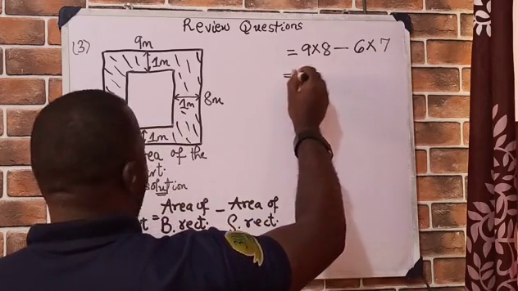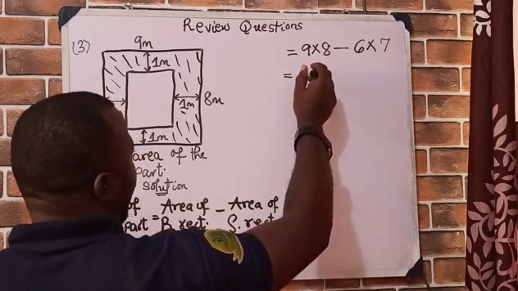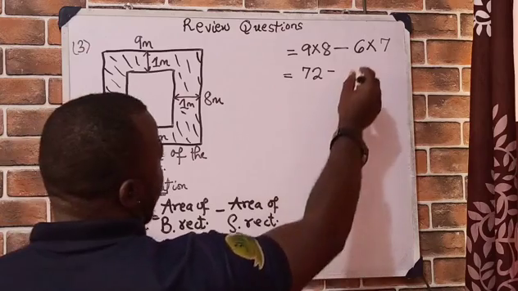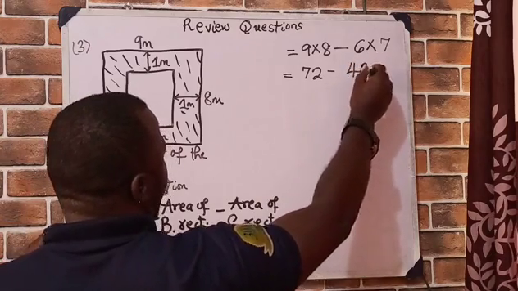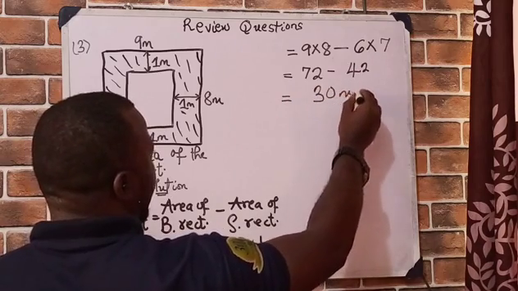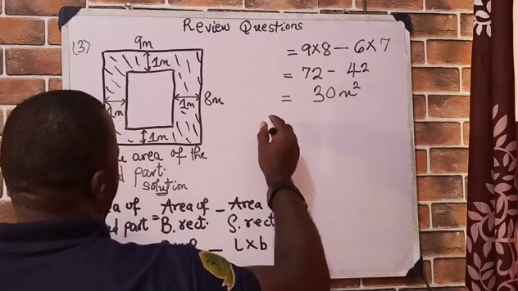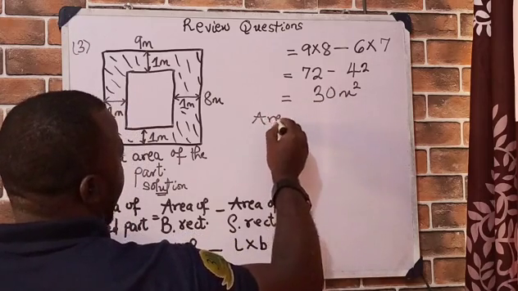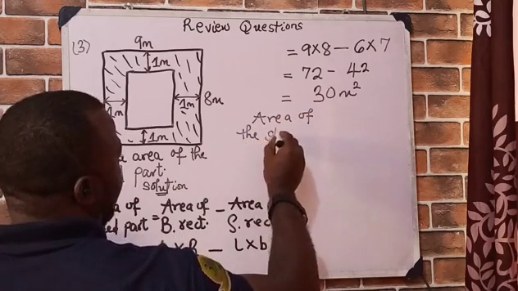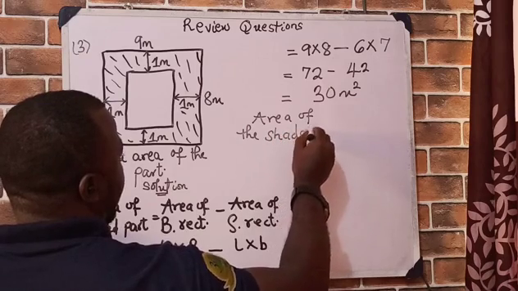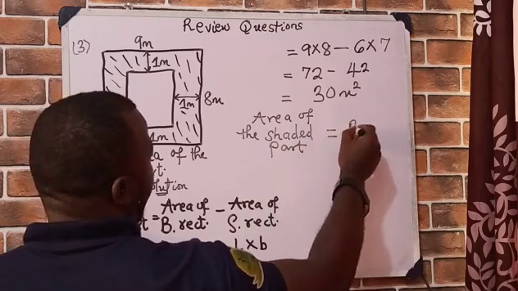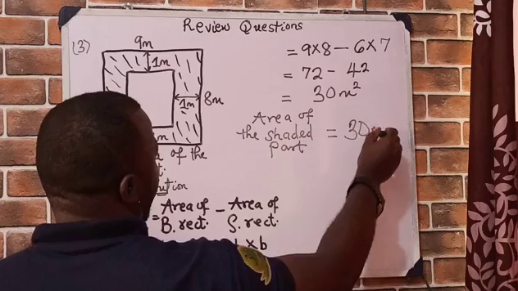And we'll have 9 times 8 will give us 72, minus 6 times 7 will give us 42. Subtracting the 42 from 72, I'll have 30 meters square. And that is the area of the shaded part. Equals 30 meters square.